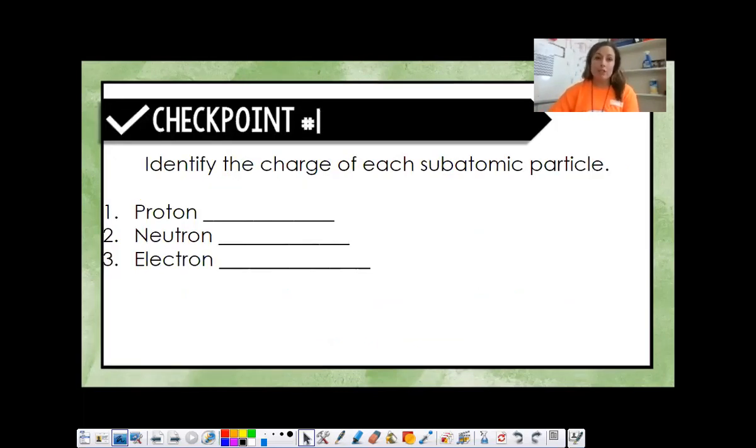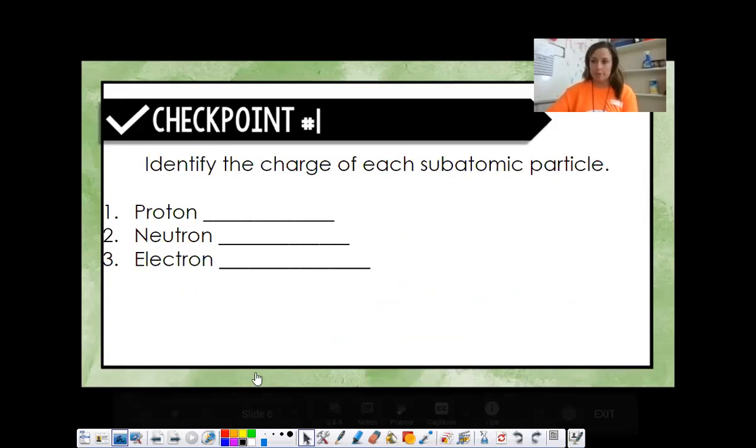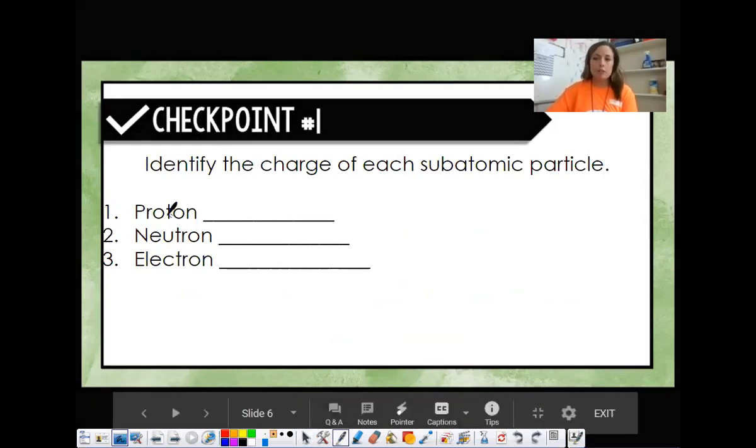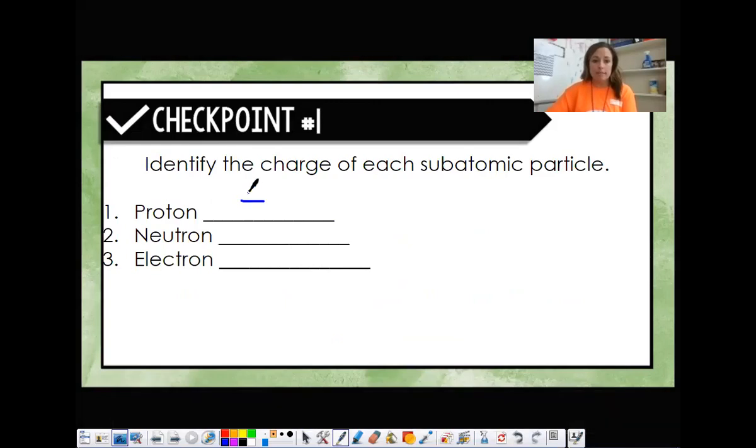All right, checkpoint number 1. Let's identify each subatomic particle with its charge. First, I have a proton. Remember, I said protons are positive. Neutrons. Neutrons are those neutral, no charge, so they have no charge. And electrons. Electrons are negative.